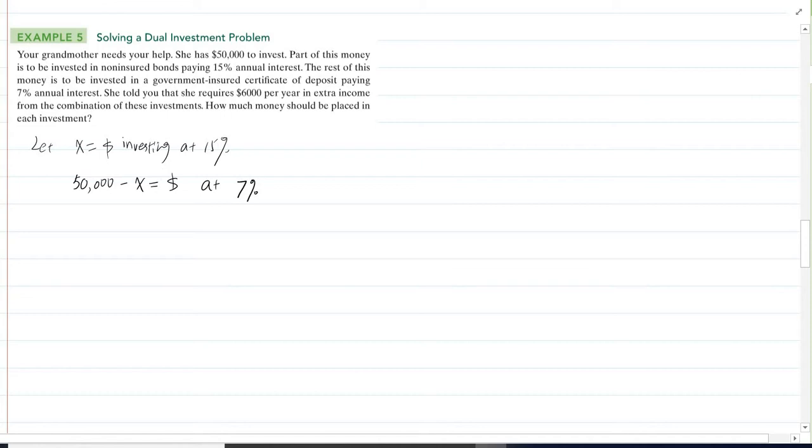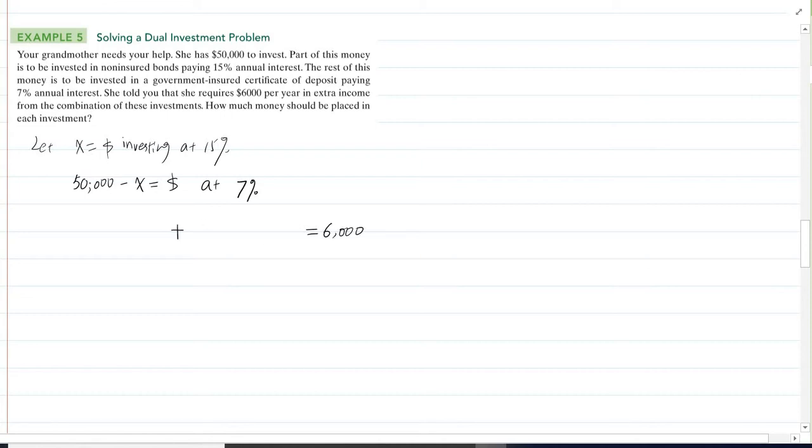So let's go ahead and finish setting up this. We have X invested at 15%. We also have 50,000 minus X dollars at a 7% interest rate. Because we want each year to have a $6,000 income combined, we're going to add those two investments together, which should give you $6,000.